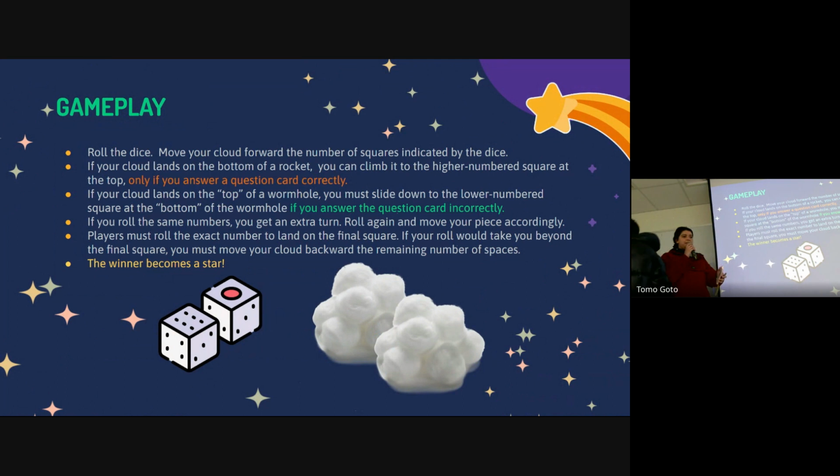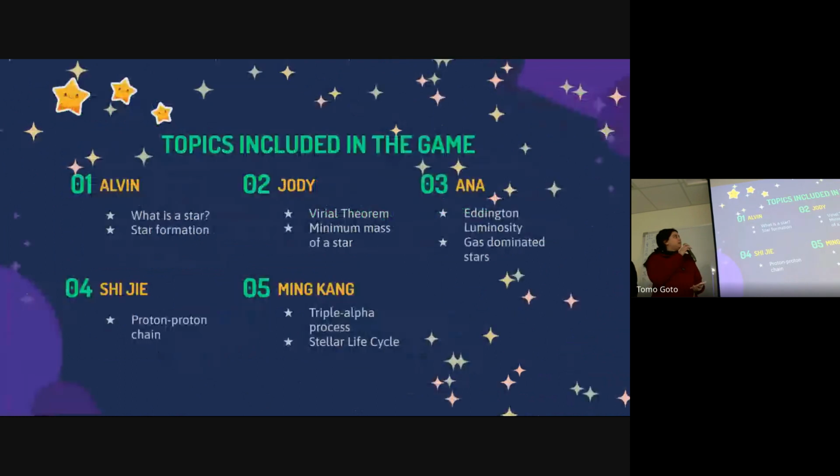I just wanted to explain the game pieces. We will be playing as little clouds, and the cloud that is able to reach square number 100 is the cloud that will become a star. Okay. So if you reach 100, you win. Yes, you become a star. Okay. Next, these are the topics that are covered in the game.